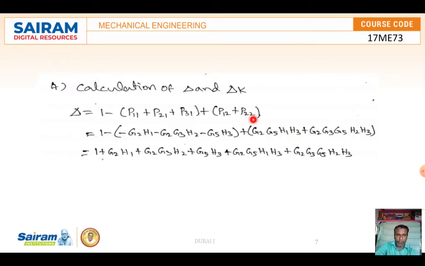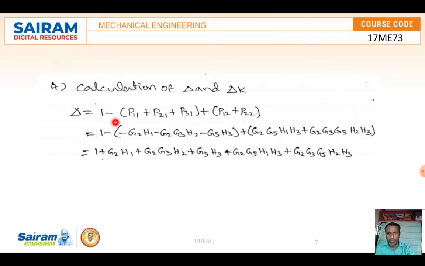So p22 value, so 1 minus of p1 p21 p31. What is the p1? So individual loop. Okay, calculation of del. So 1 minus p1. So the values, if you are substituting, you are getting as a del value 1 plus g2 h1 plus g2 g3 h2 plus g5 h3 plus g2 g5 h1 h3 plus g2 g3 g5 h2 h3. But what is the del value?